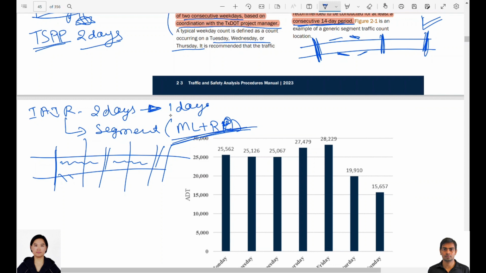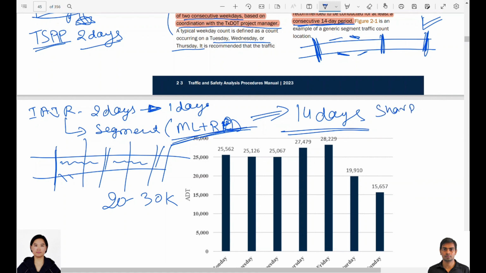And for an IAJR it was 2 days, and the recommendation for an IAJR is to collect 14 days of data. Now to collect 2 days, 1 day of data, we need 20 to 30,000, and this would be a sharp increase in budget. We have to see how this plays out in future.